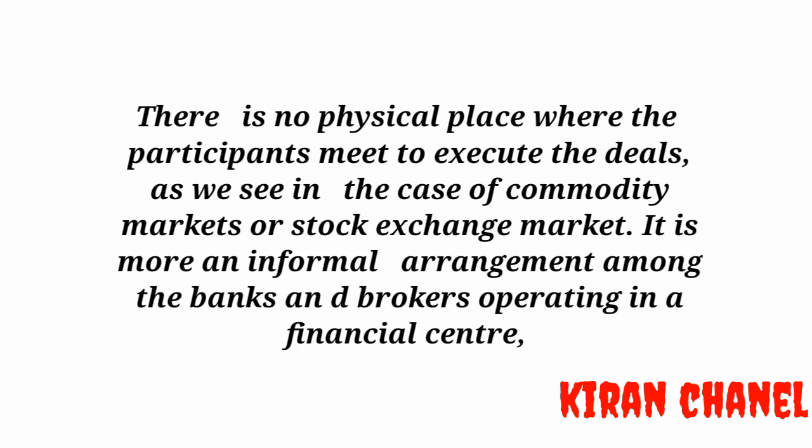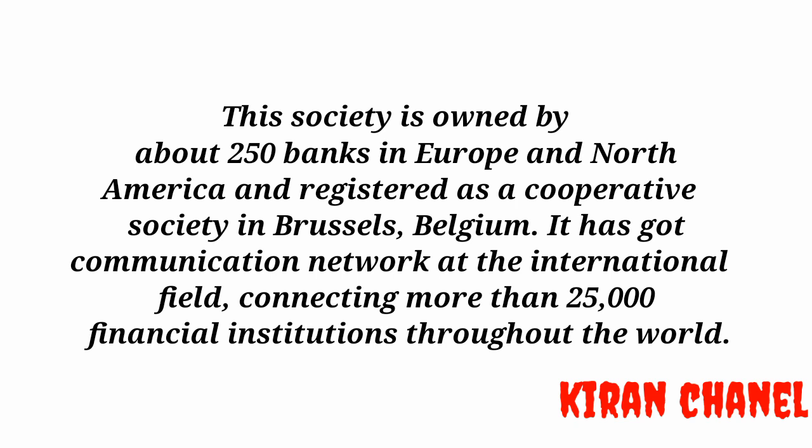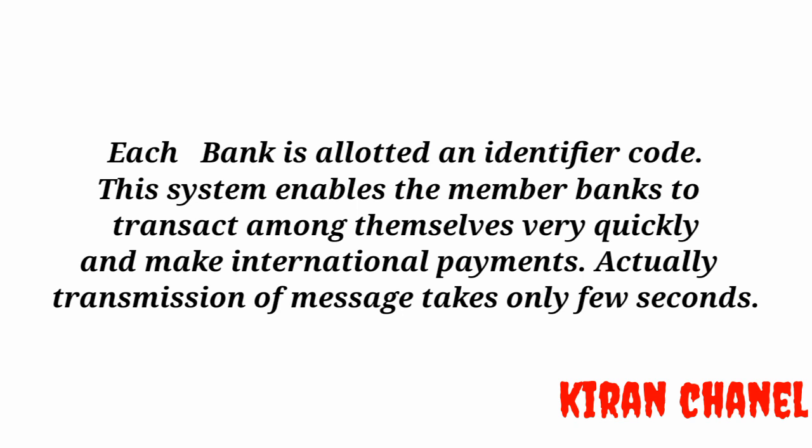For buying and selling currencies, they are connected to each other by telecommunication, like telex, telephone, and a satellite communication network called SWIFT, which is an abbreviation for Society for Worldwide Interbank Financial Telecommunications. Since it is a cooperative society, it is called SWIFT. This society is owned by about 250 banks in Europe and North America and registered as a cooperative society in Belgium. It has a communication network at the international level connecting more than 25,000 financial institutions throughout the world. Each bank is allotted an identifier code. This system enables the member banks to transact among themselves very quickly and make international payments. Actually, transmission of messages takes only a few seconds.